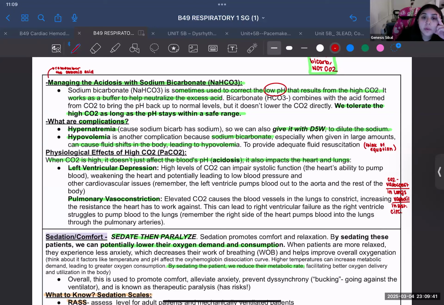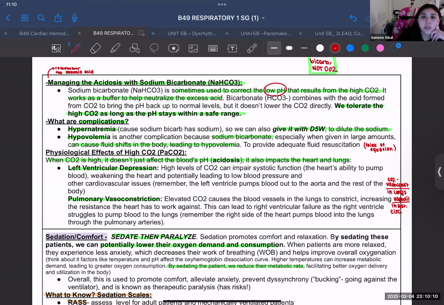If you just remember anatomy, it's the left ventricle, and this is just the blood flow. The superior and inferior vena cava go to the right ventricle, and so on and so forth. The left ventricle pumps blood out of the aorta to the rest of the body. So here we're seeing left ventricular depression, because the CO2 is impacting the way the systolic function works, in terms of the heart's ability to pump out the blood. On the other hand, pulmonary vasoconstriction, right?